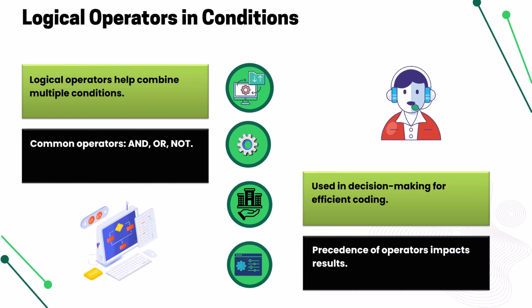Logical operators are like traffic signals for our code, helping us decide which way to go. And, or, not, they sound simple, but they shape our decisions. Imagine checking if it's both sunny and the weekend before heading out. Understanding precedence saves us from confusing results. Think of it like math, multiplication before addition. Get this right, and your conditions will work like a charm.